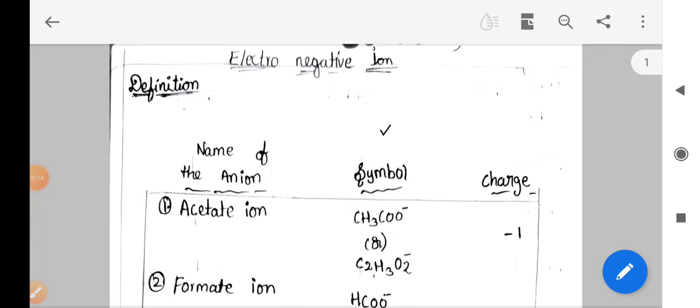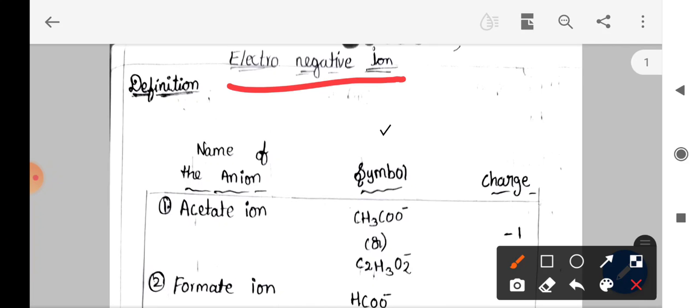Today we are going to discuss electronegative ion. What is an electronegative ion? The ion having a negative charge on it is known as an electronegative ion.